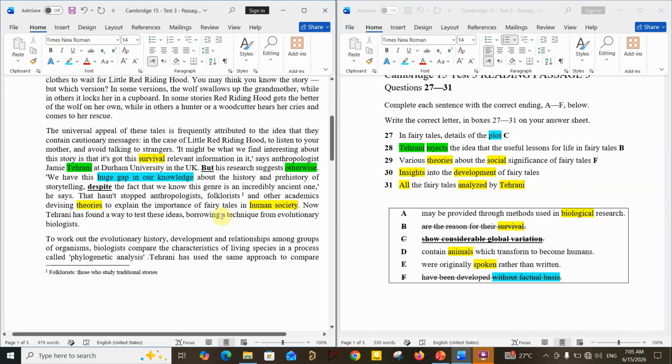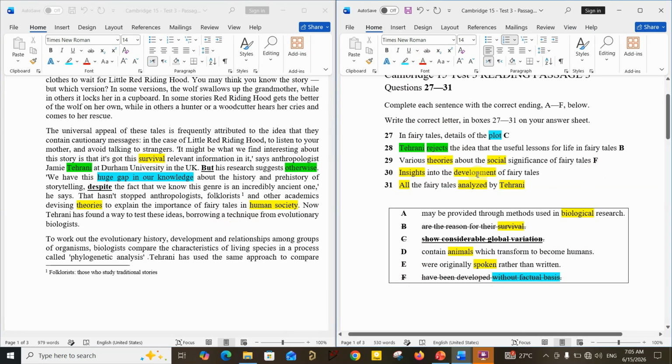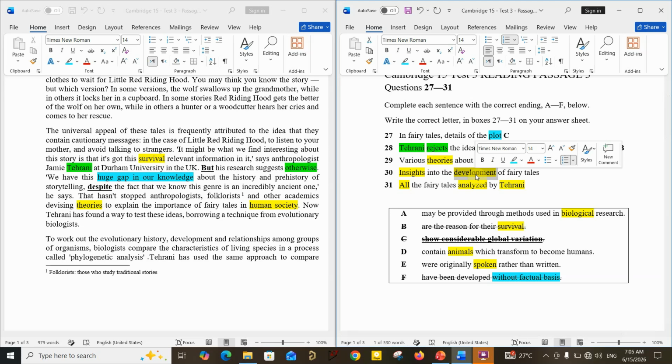So the next question, insights into the development of fairy tales. Insight means some kind of a discovery, finding something. Development could be paraphrased with evolve. As you all know, I provided a playlist of keyword tables in the IELTS exam. If you review them, you can find most of the paraphrasing, and sometimes they're just repeated afterwards. Okay, so go through them and review them.